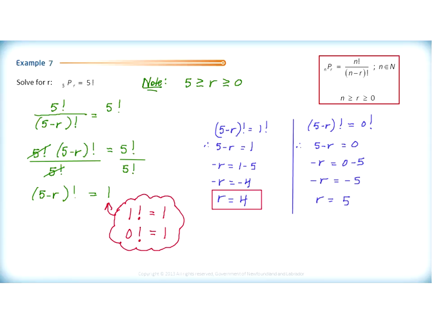So in this example, we have 2 possible answers for r. And notice that in both cases, if r is equal to 4, then 5 is greater than or equal to 4. And we also know that when r is equal to 5, then 5 is equal to 5. So both of these are acceptable solutions for this example.